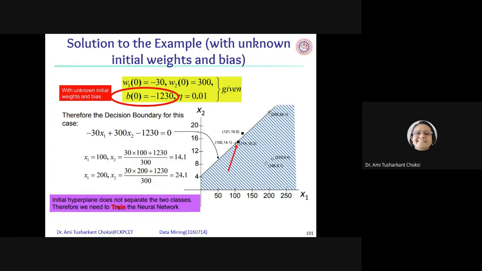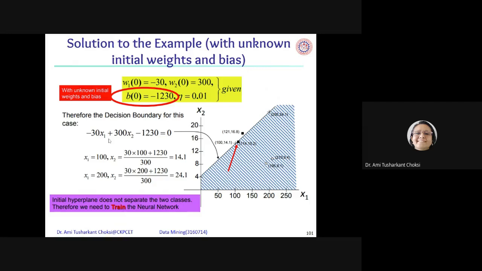Let's see the example. It will be clear to you very simply. Let us take the example with the unknown initial weights and bias. Now, what is the case?